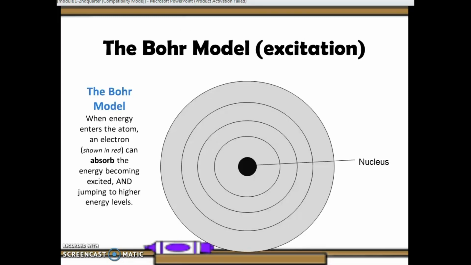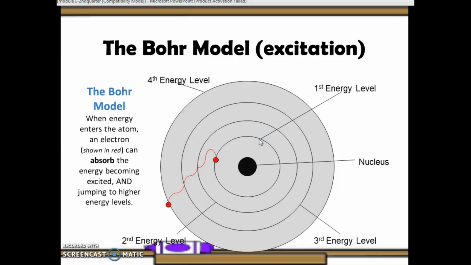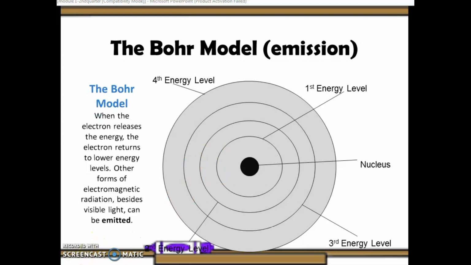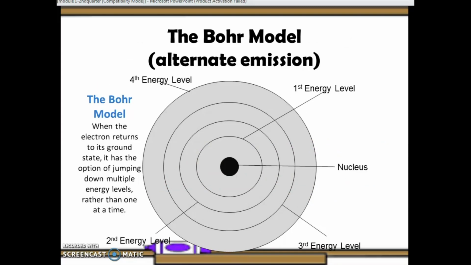So this is the Bohr model. This one is the nucleus. We have here the first energy level, second energy level, third energy level, and fourth energy level. When energy enters the atom, an electron shown in red can absorb the energy, becoming excited and jumping to a higher energy level. When the electron releases the energy, the electron returns to lower energy levels. Other forms of electromagnetic radiation besides visible light can be emitted. Now, when the electron returns to its ground state, it has the option of jumping down multiple energy levels rather than one at a time.